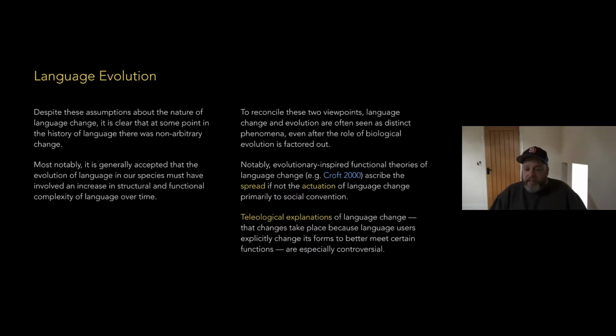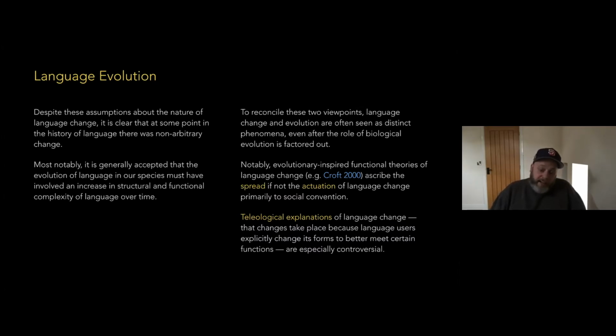And notably, even evolutionary inspired functional theories of language change, like say Croft's evolutionary theory of language change, although they're functional, normally acknowledge that the actuation of a language change, the actual introduction of a new form, is going to be functionally motivated. They see the spread, so actually what's necessary for a change to actually take place, the spread across multiple people, across society, to be basically a social convention around social meaning and stuff.